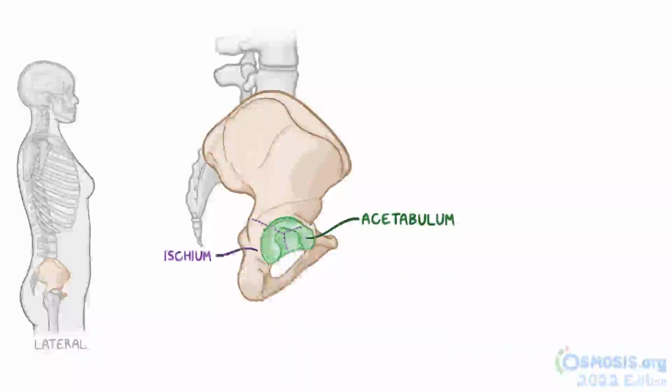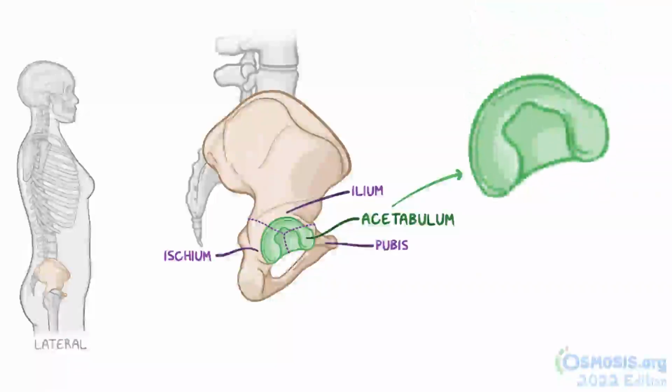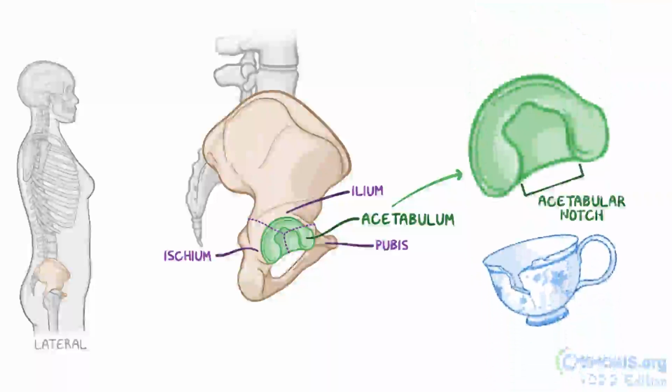The ischium provides the posterior-inferior boundary, the ilium forms the upper boundary, and the rest, near the midline, is formed by the pubis. The margin of the acetabulum is incomplete inferiorly, where the acetabular notch is situated, and makes it look like a cup with a broken rim.